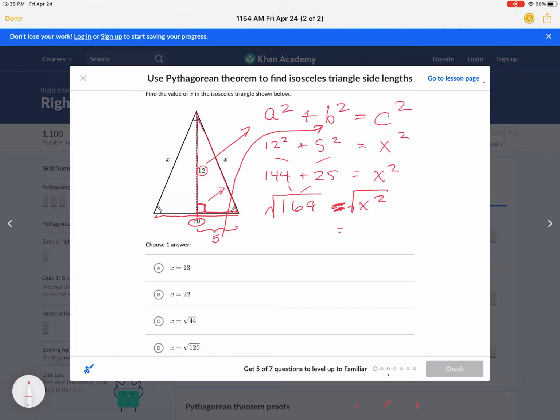So the square root of x squared is simply x, and the square root of 169 is 13. Which looks like that is answer choice A. So that's that example. Let's do one more example. Figure out if I can get there.